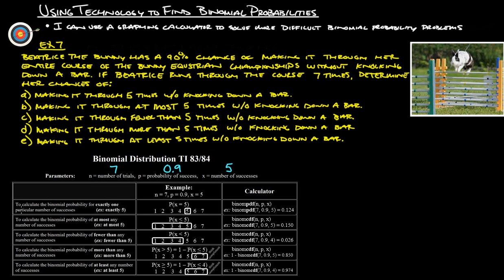So we would assume that has to be exactly 5 times. If you look at this first one here, calculate the binomial probability for exactly 1, or in our example, exactly 5. Basically there's 7 chances. What's the probability that Beatrice will get exactly 5 times through without knocking down a bar? So when we're looking at that, we want to use the binomial PDF.